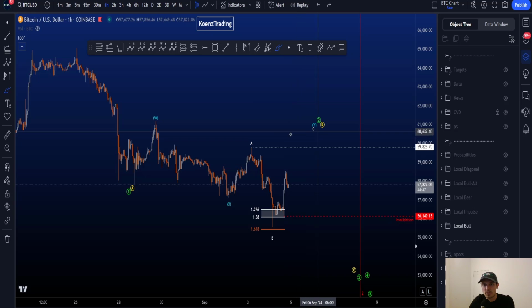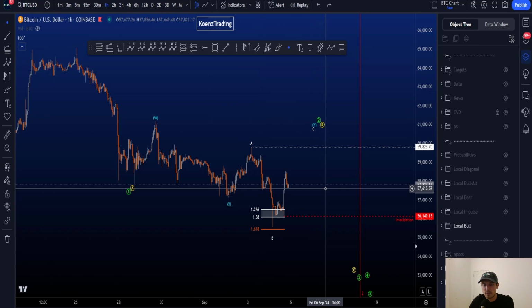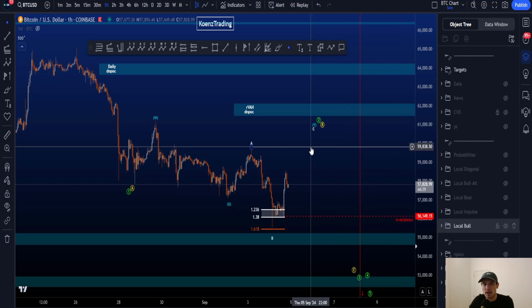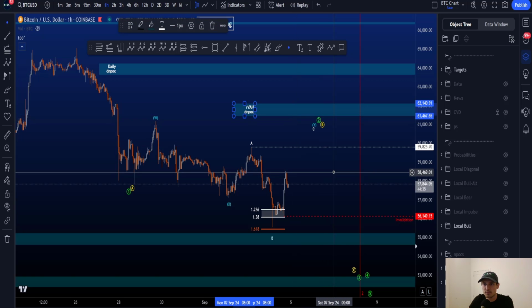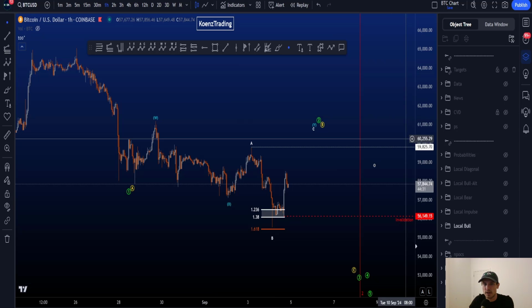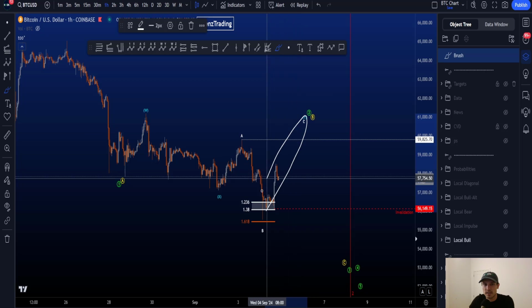The minimum target for your wave C is taking out the high here of your wave A at 59.8k. Above this high, however, we do have some additional resistance, the blue box here between 61.4k and 62.1k.